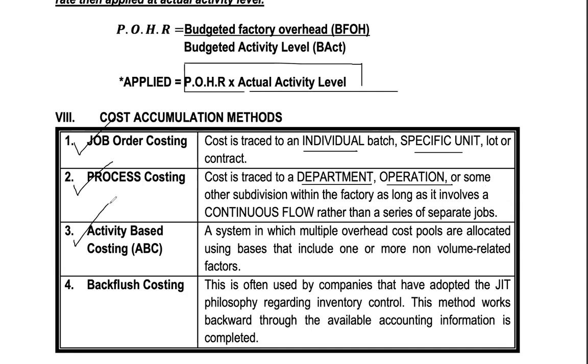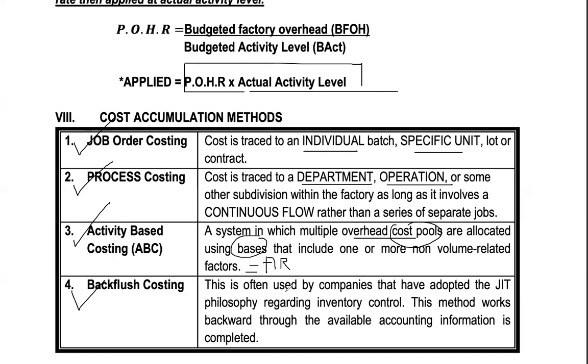Activity-based costing, this is part of your MAS and backflush costing. A system in which multiple overhead cost pools are allocated using base. Yan po yung tinatawag natin class na activity rate. Okay? So pag dinivide mo yung cost pool by the base, which is the driver, mako-compute mo yung activity rate, which includes one or more non-volume related factors.